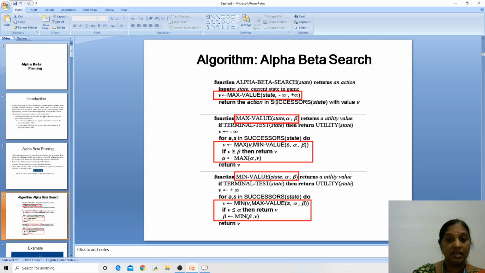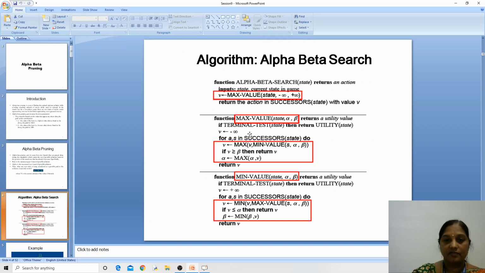What are the initial values of max value and min value? The initial value of max value is minus infinity, and the initial value of min value is plus infinity. Why do we give minus infinity and plus infinity? Because beta is always trying to decrease and alpha is always trying to increase. Because of that, initially the values of alpha and beta are minus infinity and plus infinity. Now return the action in successor state with value v. If you are finding the maximum value, you just return that maximum value. And this is the function for max value.